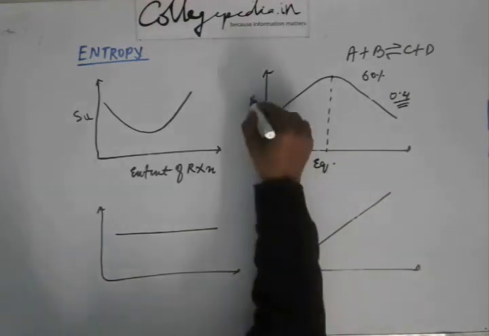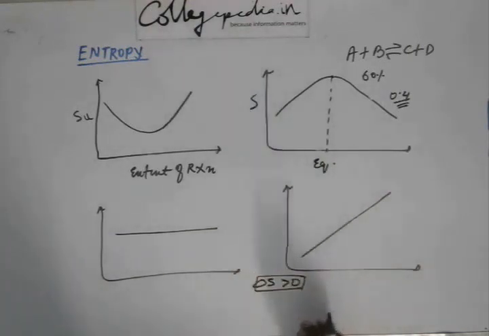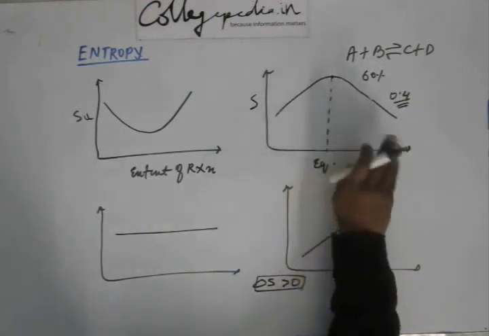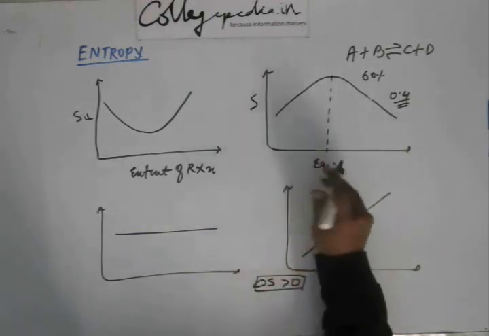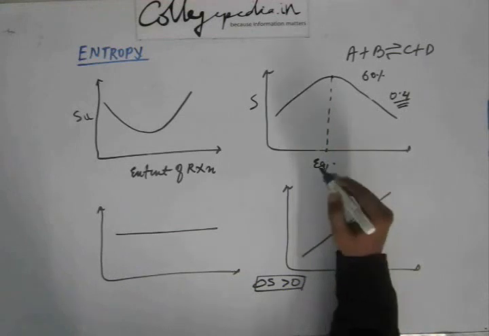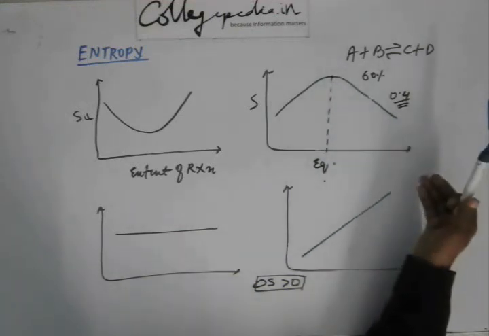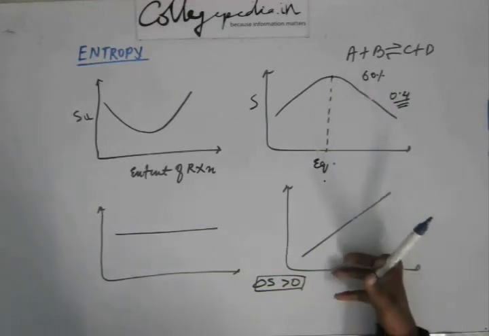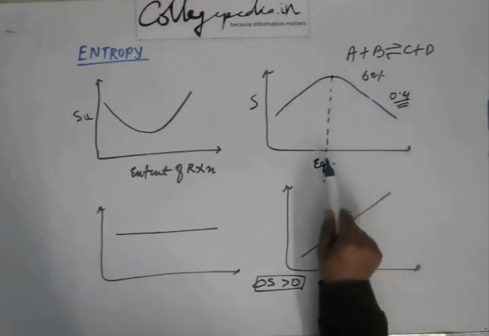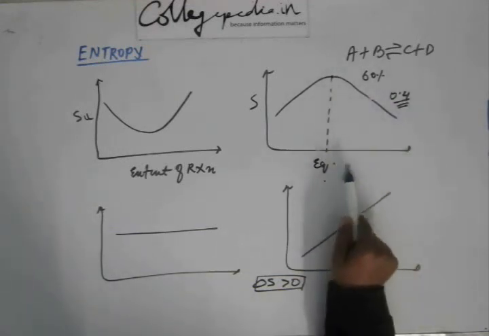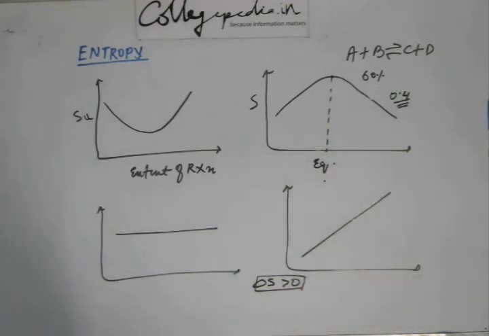So if you have entropy on the y-axis and the extent of reaction on the x-axis, this is how the curve will look. Entropy will increase up till the equilibrium stage. After that, it will decrease. So after that, it will be non-spontaneous. So you have to provide external assistance if you want to increase the extent of reaction. Otherwise, the reaction will not go further on its own.